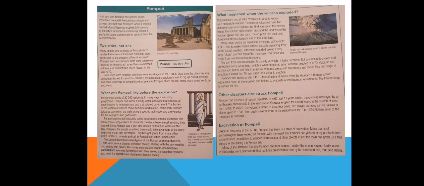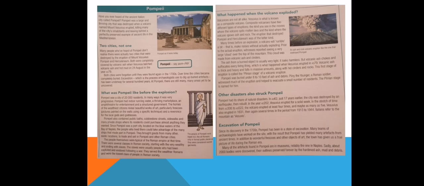The first stage of the eruption is called the Plinian stage of the volcanic eruption. Pompeii was buried under 8 to 10 feet of ash and debris. Pliny the Younger, a Roman soldier, witnessed much of the eruption and helped to evacuate a small number of residents. The Plinian stage is named after him.